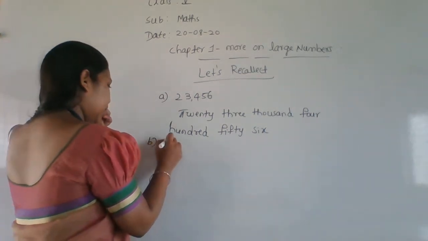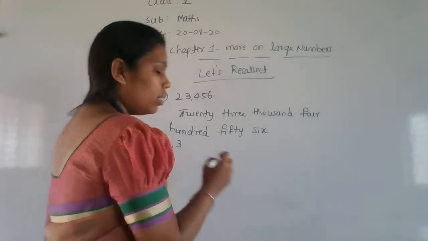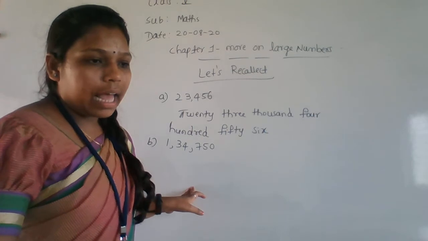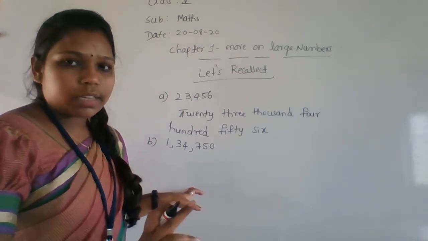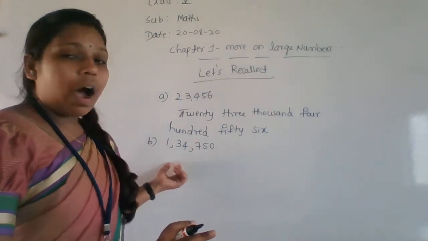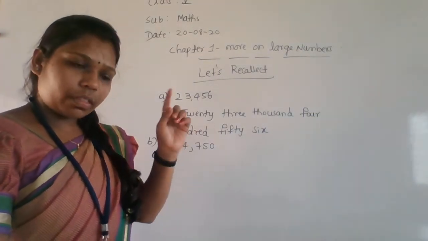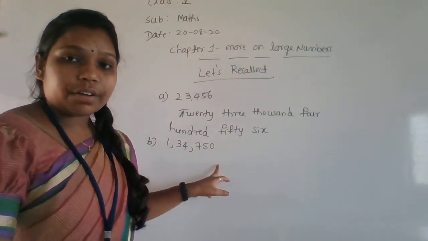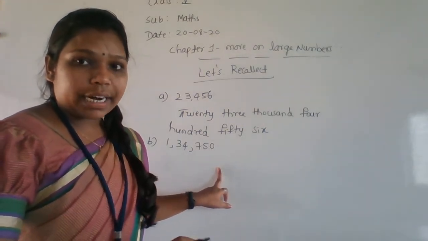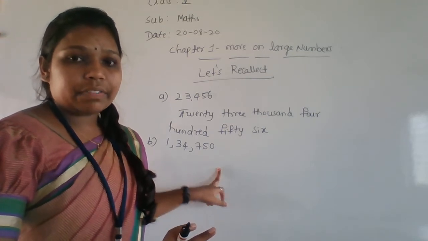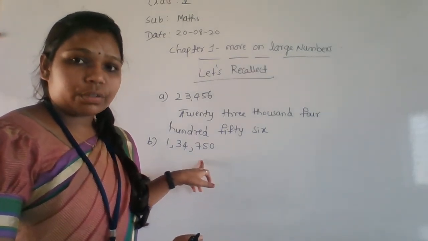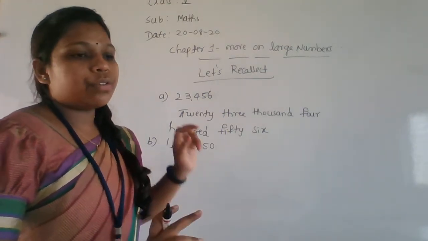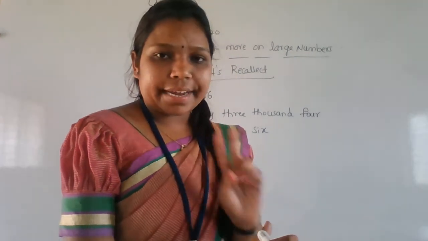Even a bigger one is given here, 1,34,750. How to write the number name here? 1,34,750. Like that you have to write the number here. Getting everyone? Okay, so next we'll move to the second question now.